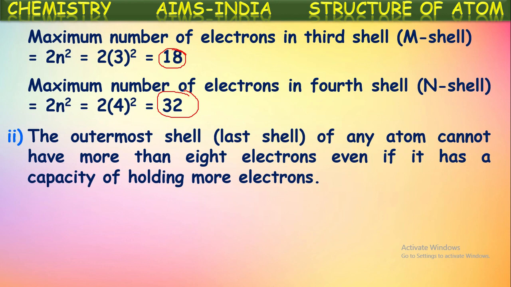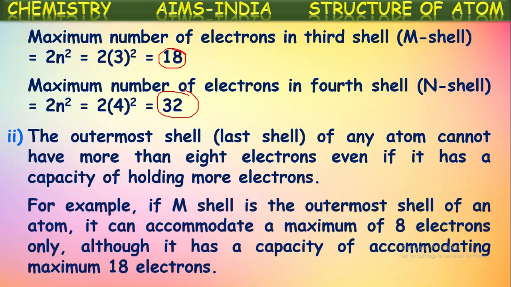Okay. Next, for example, if the M shell, that means the third shell, is the outermost shell of an atom, it can accommodate a maximum of 8 electrons only, although it has a capacity of accommodating a maximum of 18 electrons, isn't it? So for any shell, if it is the outermost shell, it can accommodate a maximum of 8 electrons only, even though its capacity is more than that.